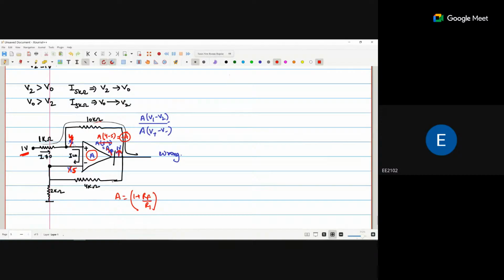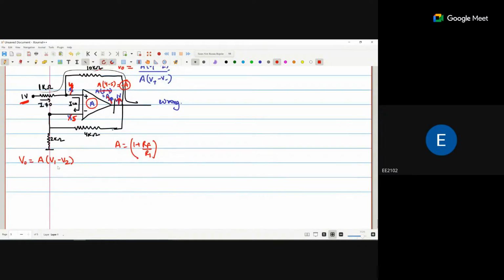Okay, so we apply the input voltage. We are saying my output voltage V naught is A times V1 minus V2. Like I am confused with the representation in the circuit, in the lecture sheet. We will discuss that in the next class. But the concept is that we are getting V out equal to A times V1 minus V2.